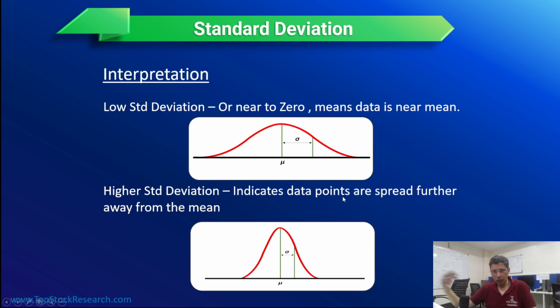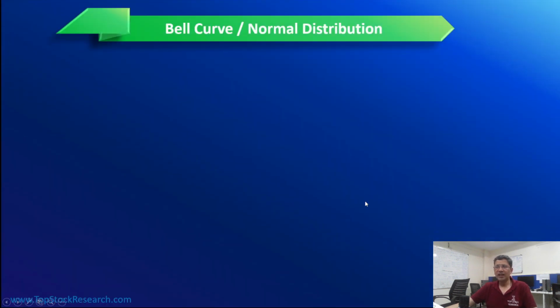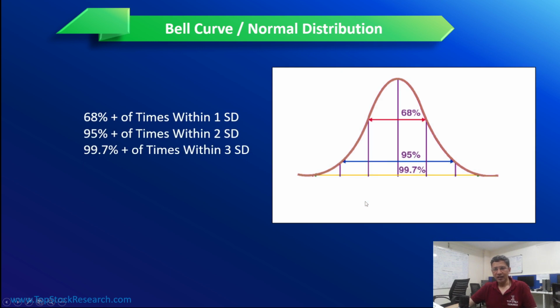We'll see how to interpret this using a standard curve or a normal bell curve. Okay. So what a bell curve or normal distribution is: generally, if you have a lot of data over a period of time, most things fall into a bell curve, normal curve, or Gaussian curve, the Gaussian distribution, right?